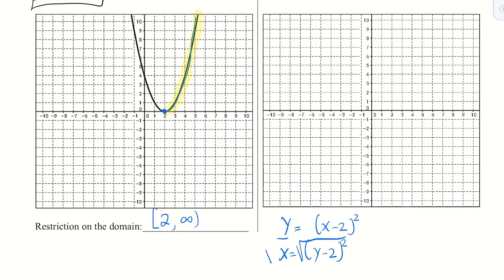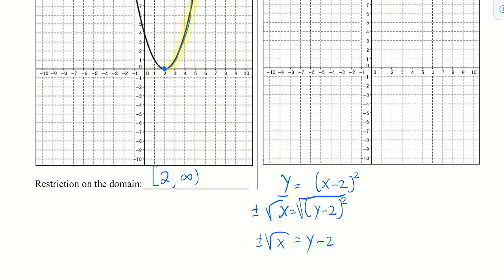So I'm going to start off by doing a square root. But when I do a square root to both sides, I need to remember that there is a plus and minus version. So I end up getting plus or minus square root of x is equal to y minus 2. Then I'm going to remove the minus 2 by adding 2. So I get plus or minus square root of x plus 2 is equal to y.